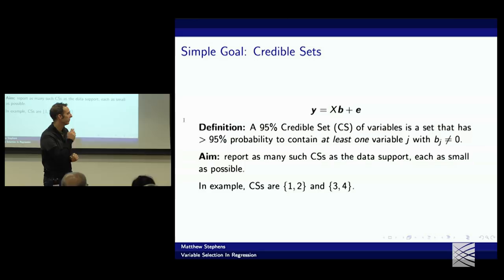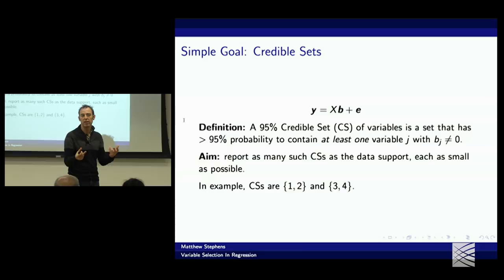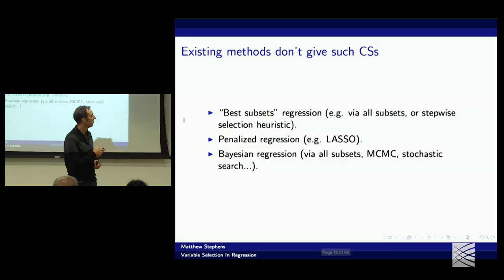So this is my inferential goal now. Instead of variable selection, it's set selection, if you like. I want to give you sets that have the property that at least one of the variables in this set is likely to be having a non-zero effect. Okay, so existing methods just don't give such sets.